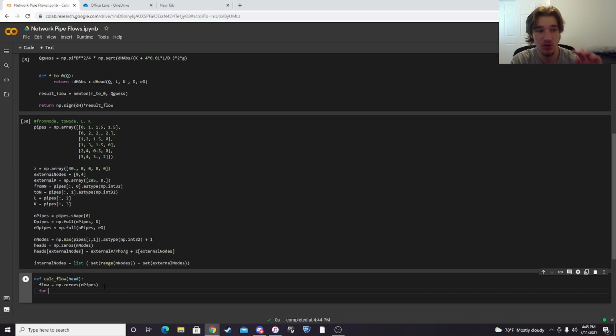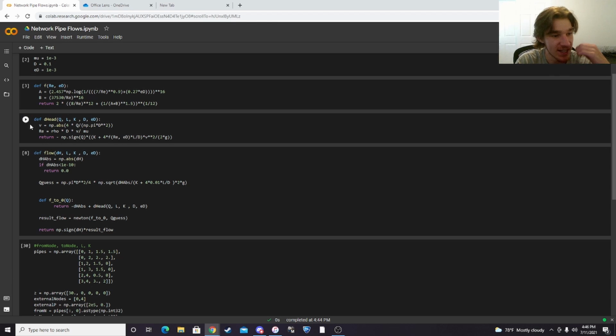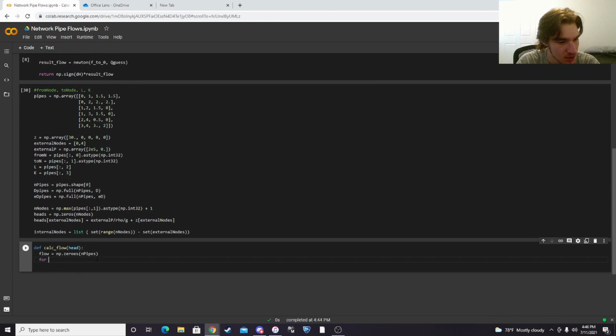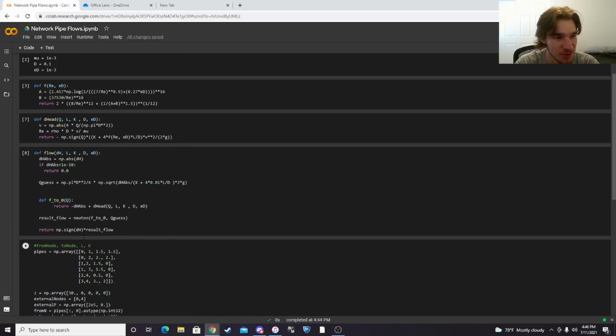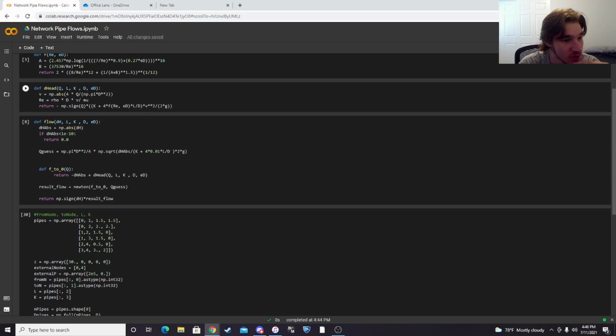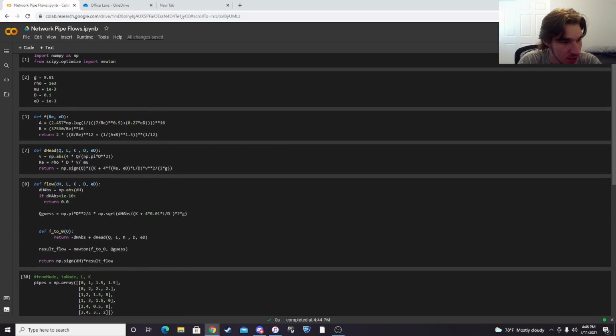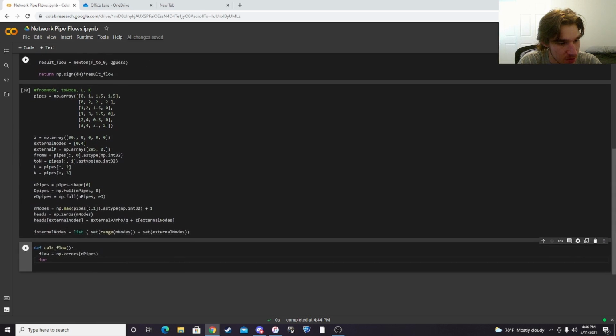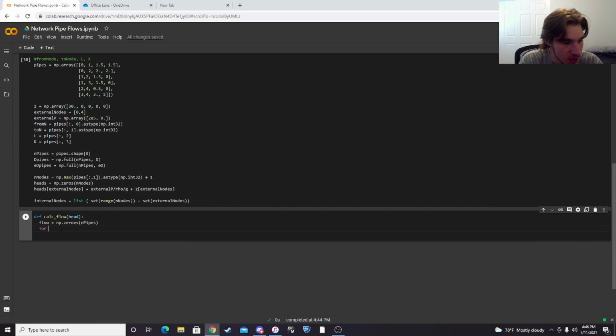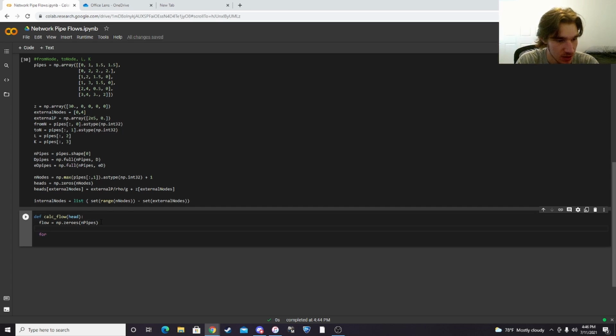And then we're going to be using our delta head function right here. So this is actually probably Q. I don't know. I'll figure that out in just a moment. It'll all make sense here in a minute. So we're going to be calculating the flow using that. Perfect. Okay. I'm pretty sure it's head. We're going to be doing that. That will create a full list of zeros for the number of pipes we have.